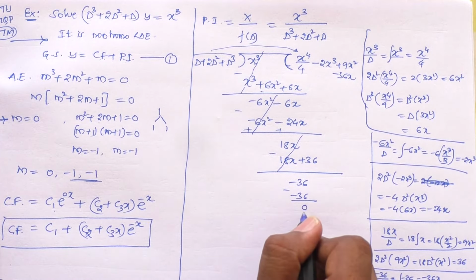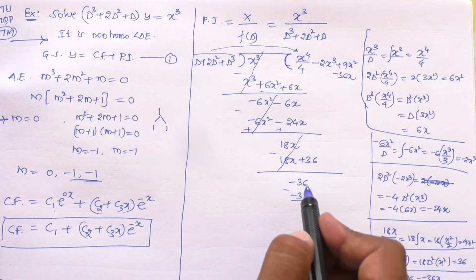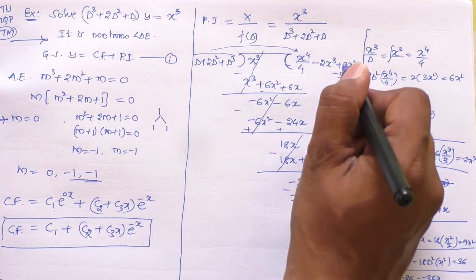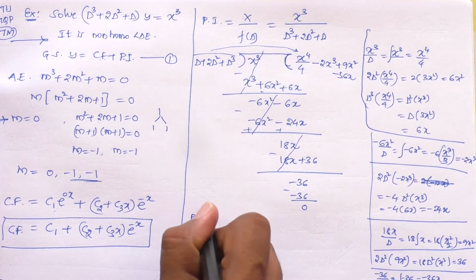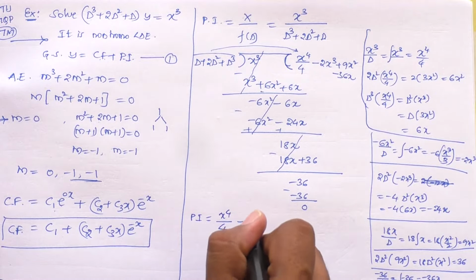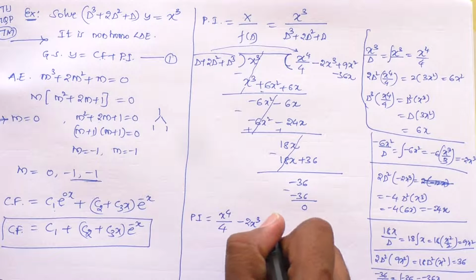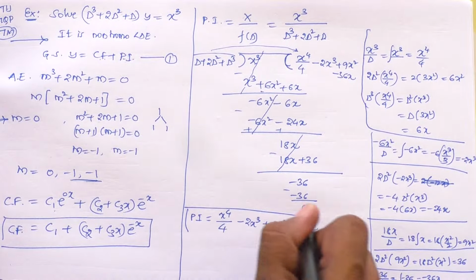So now the remainder is 0. Once the remainder is 0, the division process is completed. Once the division process is completed, the quotient so obtained is called PI. So PI is x raised to 4 by 4 minus 2x cube plus 9x square minus 36x. So this is the PI.